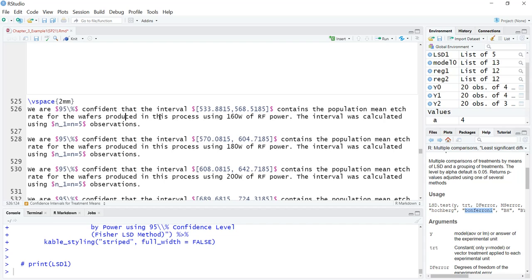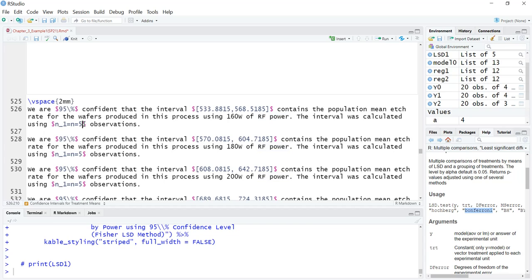We have to be specific. It's not for all wafers everywhere. It's in this process, specifically on this manufacturer's equipment or production line, whatever is specific to this experiment, that's where we have to be careful. So produced in this process using 160 watts of RF power. Again, what are we changing the level of? And the interval was calculated using n equals 5 observations. Again, it's important to tell us how many observations are in there.